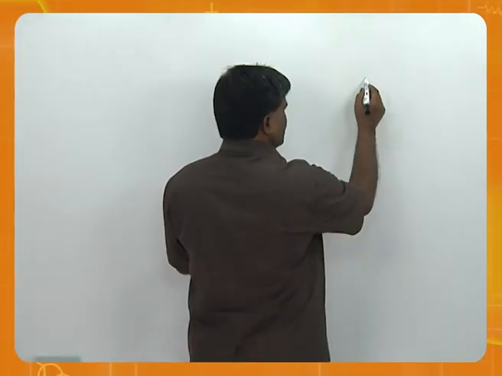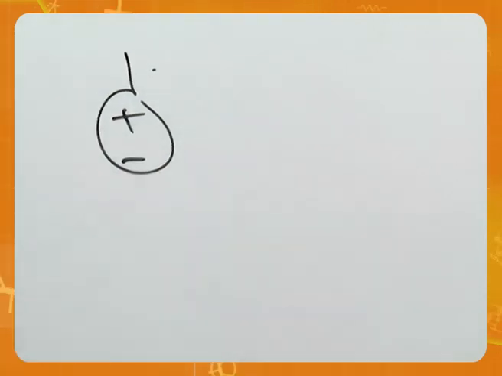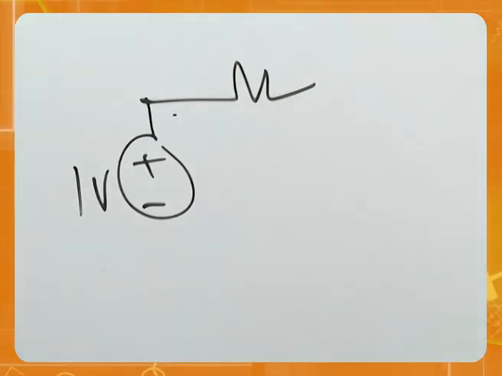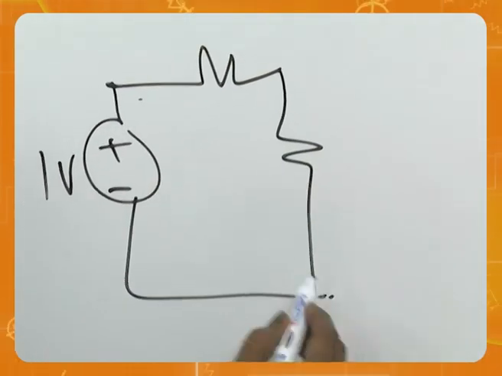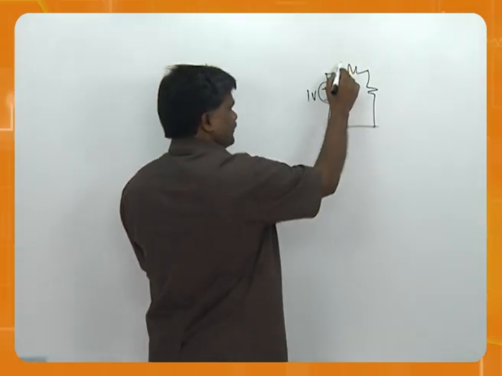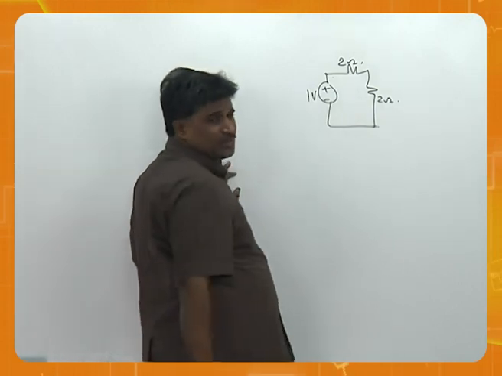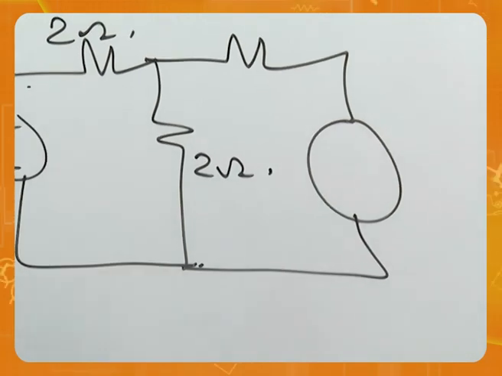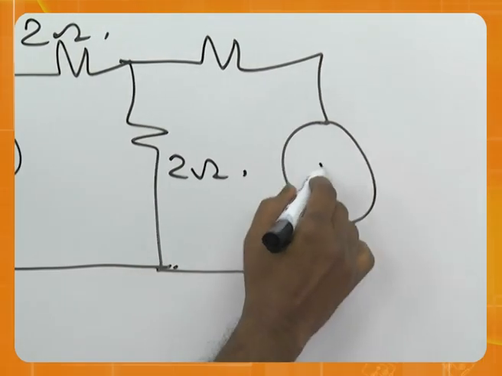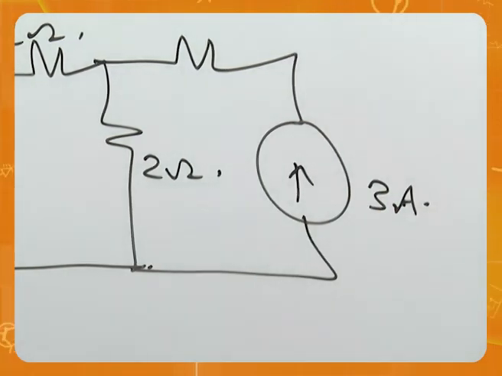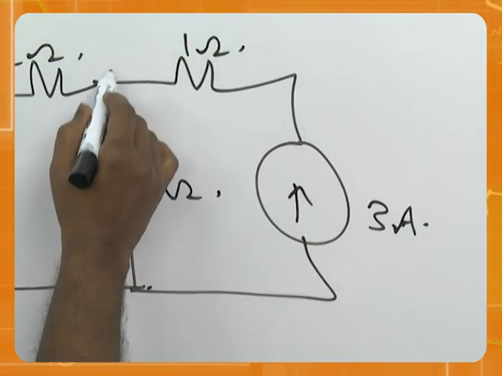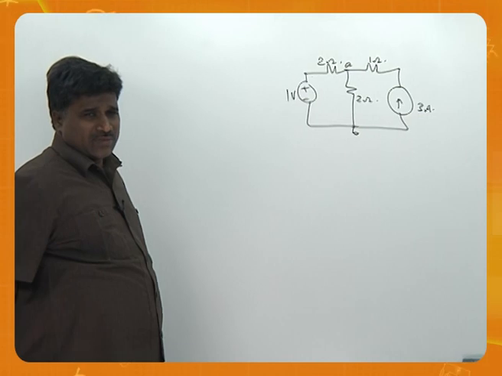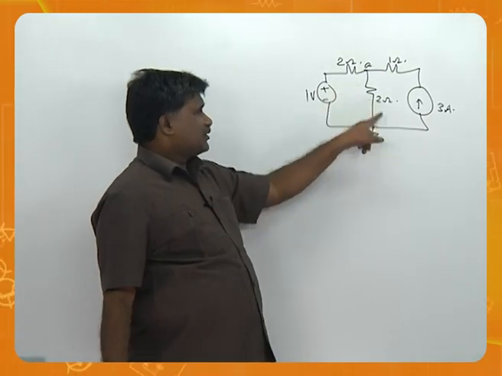Start, as I said, start with voltage source, plus minus 1 volt here, resistor there, then you have 2 ohms here, 2 ohms there, then you have 3 amperes here, and the ohms are given is 1 ohm. This is A, this is B. It's a very simple problem. We need to calculate voltage between these two terminals.